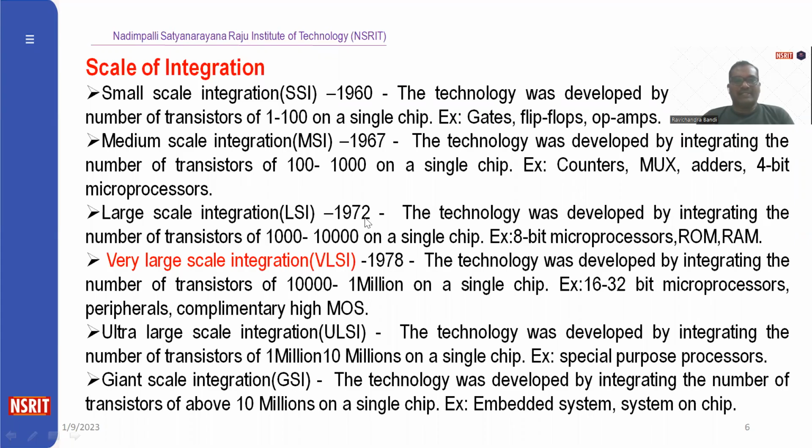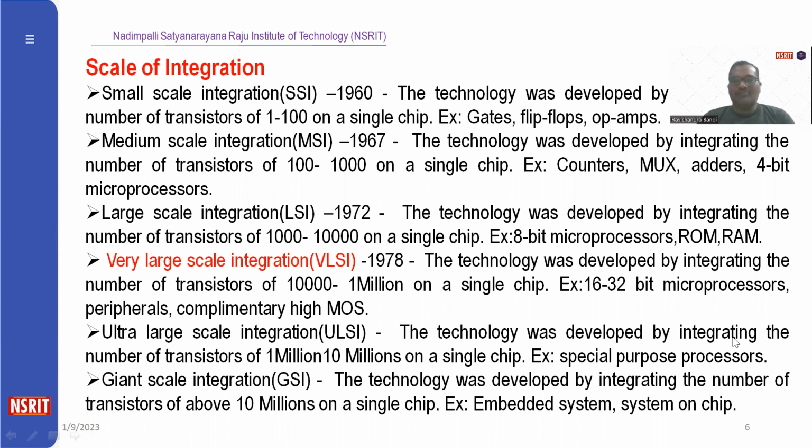Large scale integration, LSI, was invented in 1972. The technology was developed by integrating around 1000 to 10,000 transistors on a single chip. Examples are 8-bit microprocessors, ROM and RAM. VLSI: the technology was developed by integrating 10,000 to 1 million transistors on a single chip. Examples are 16 to 32-bit microprocessors, peripherals, and complementary high-performance MOS.